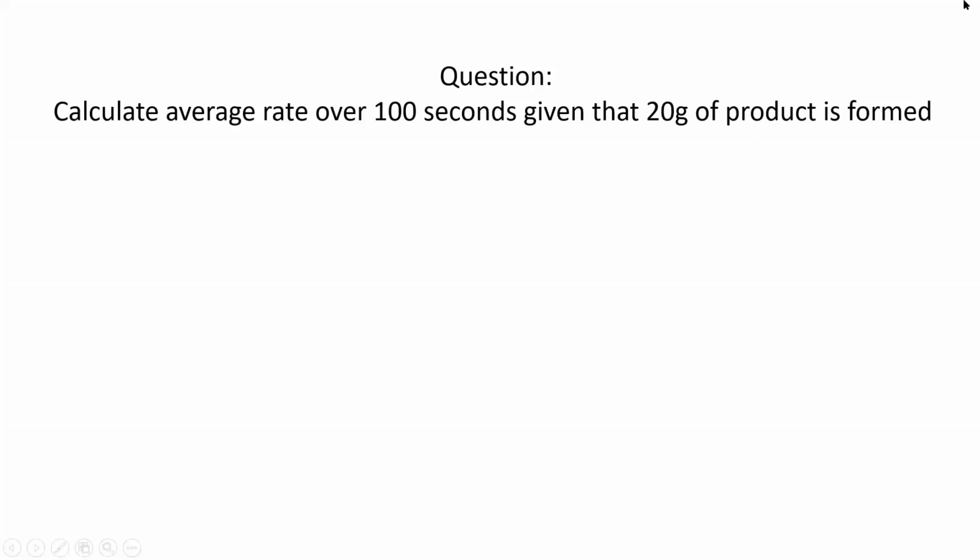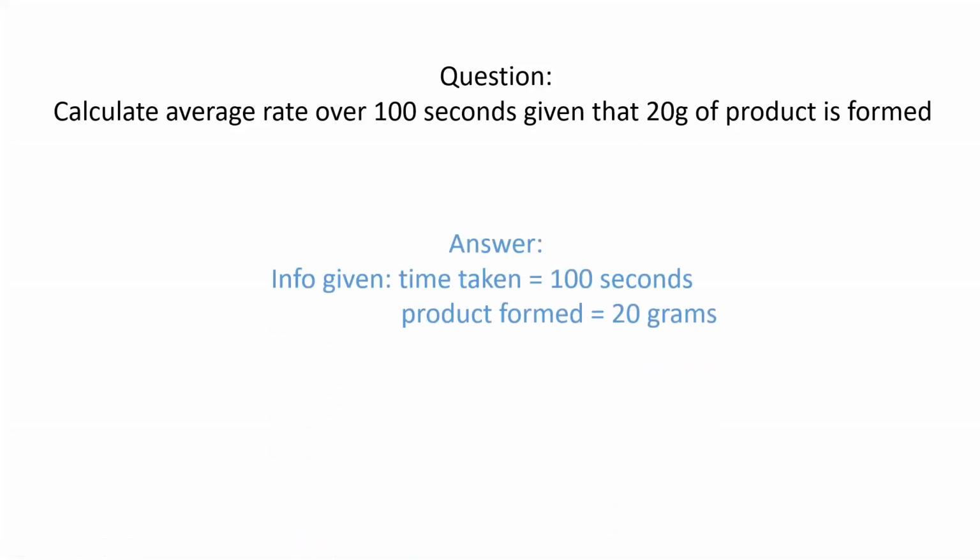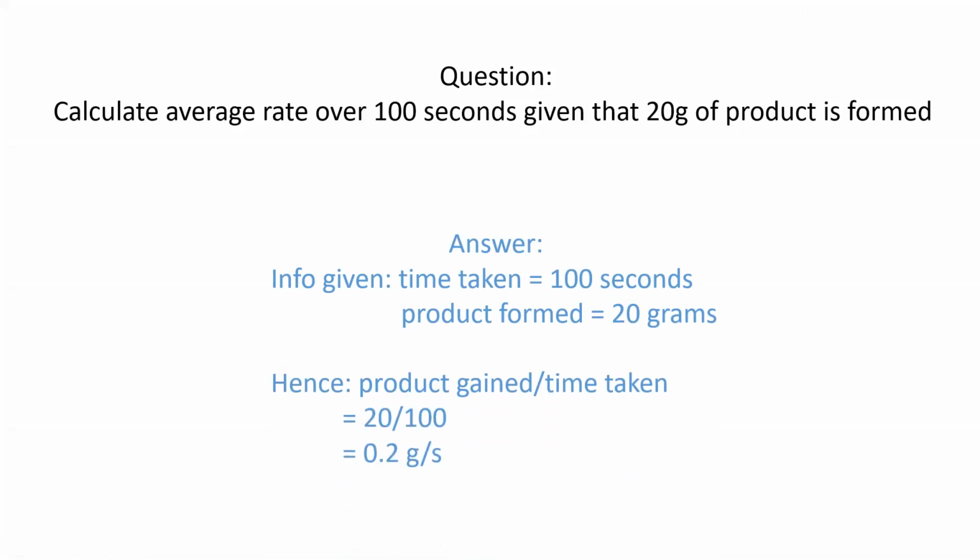A simple question on that topic is to calculate the average rate over 100 seconds, given that 20 grams of product is formed. So feel free to stop and have a go. So in terms of the answer, if we look at the info that we've been given, we know the time taken is 100 seconds and the product formed is 20 grams. So we can use the equation the product gained over the time taken. It's 20 over 100, so 0.2 grams per second.